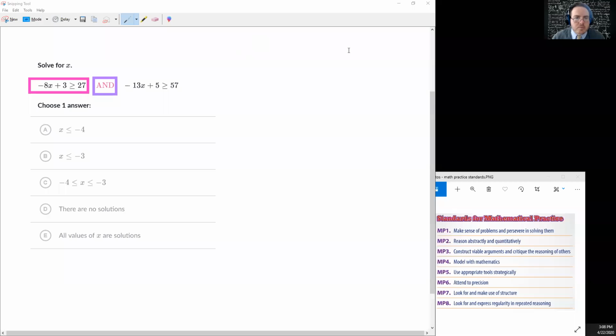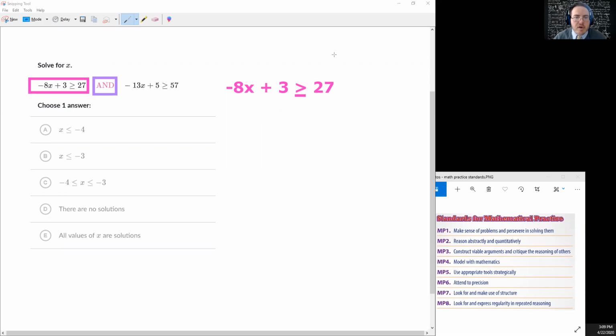So I'm going to write it down. It says -8x plus 3 is greater than or equal to 27. And I have to manually write in my underline here. All right, -8x plus 3 is greater than or equal to 27.